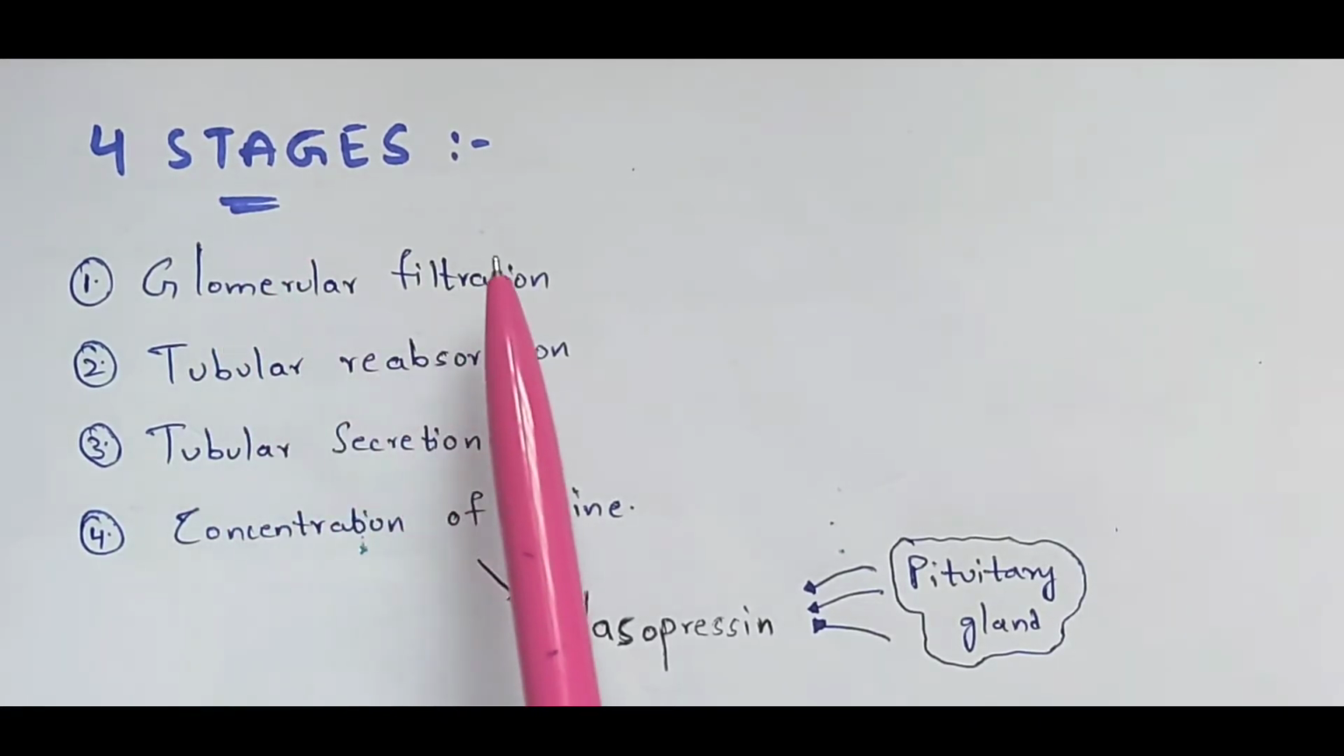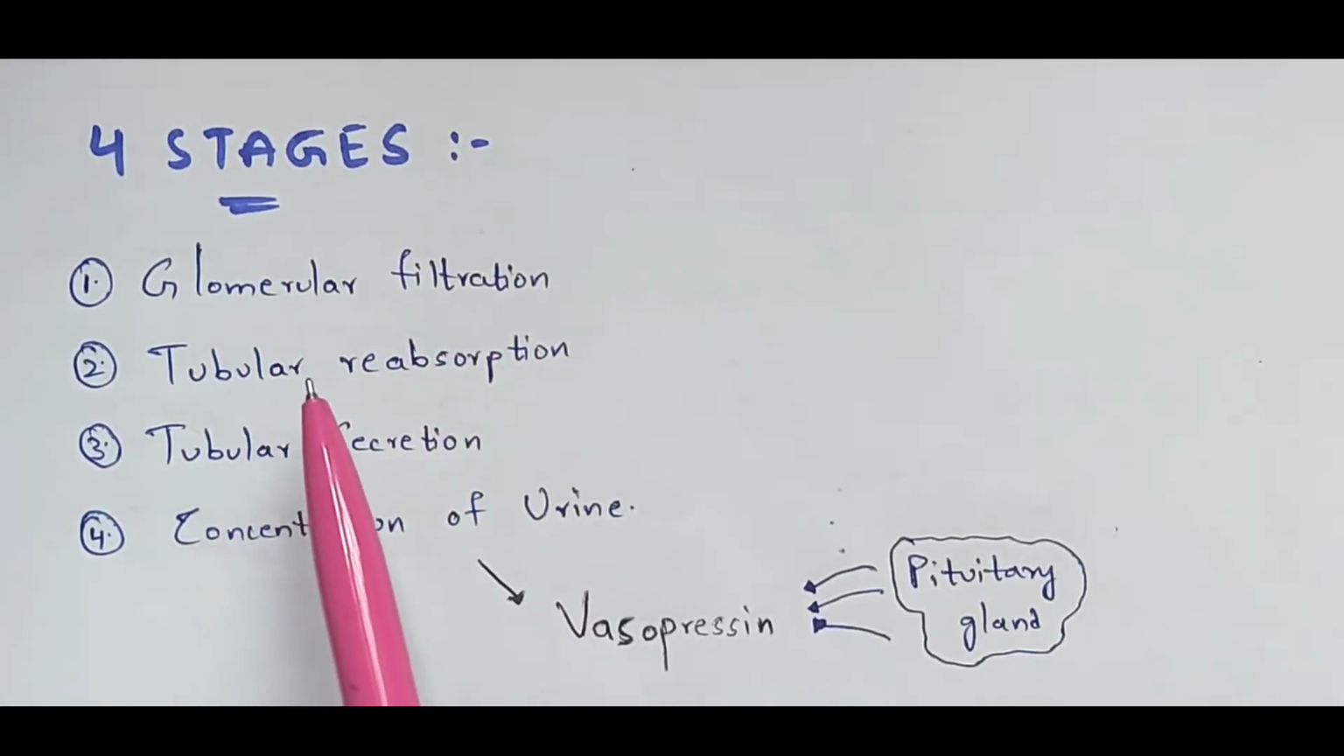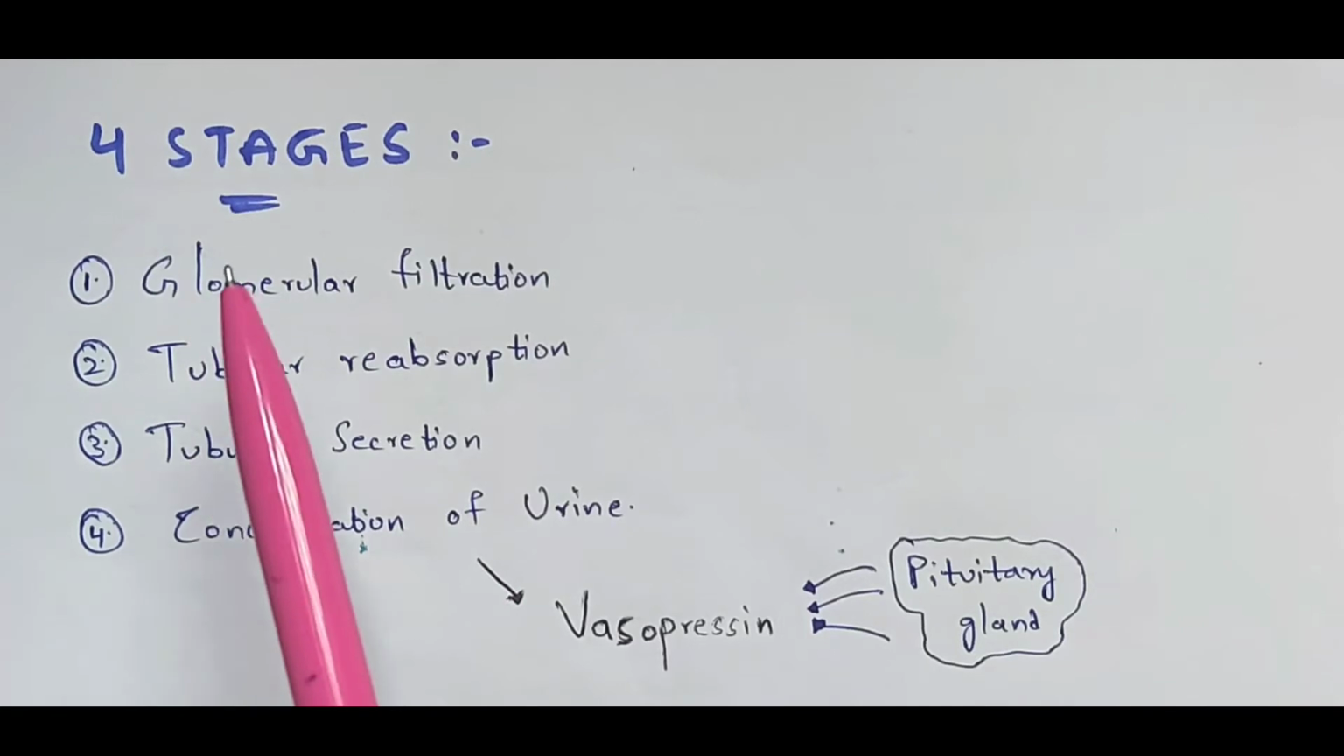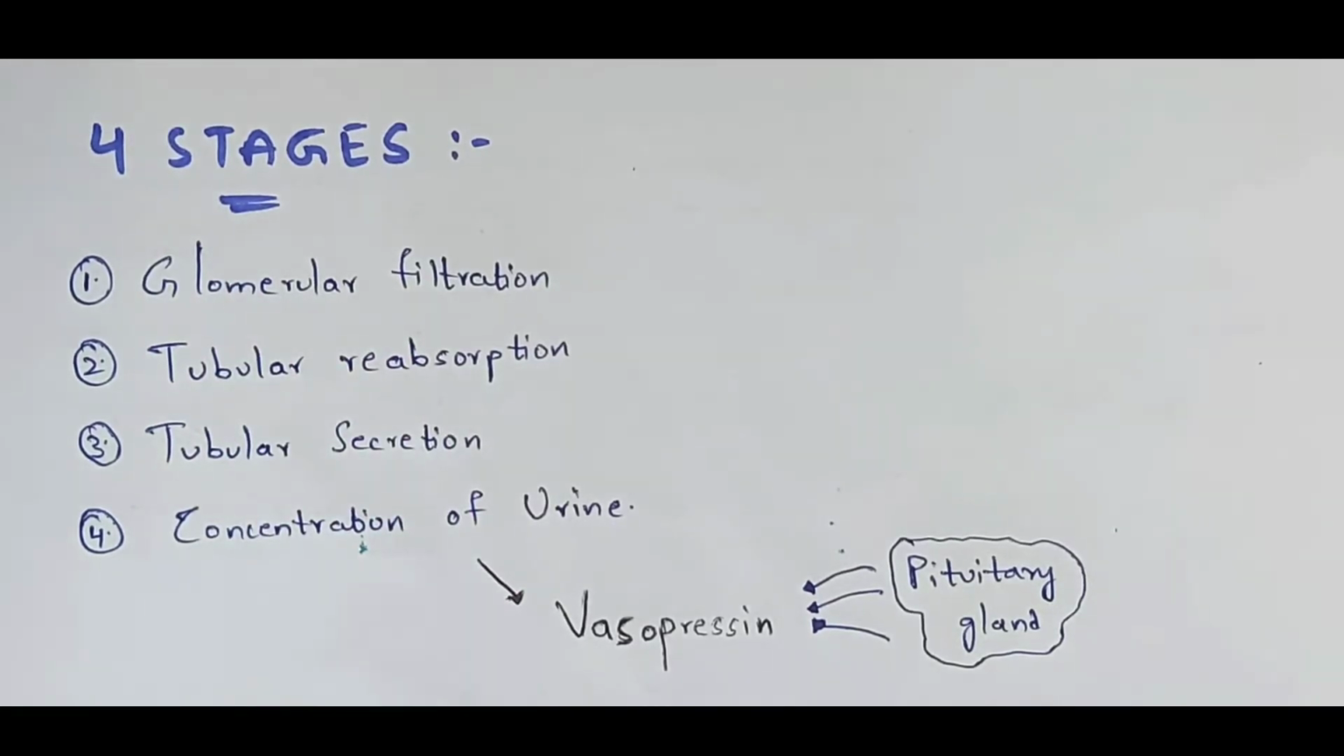First one is glomerular filtration. Second one is tubular reabsorption. Third one is tubular secretion. Fourth is concentration of urine. So firstly, let us discuss this glomerular filtration.